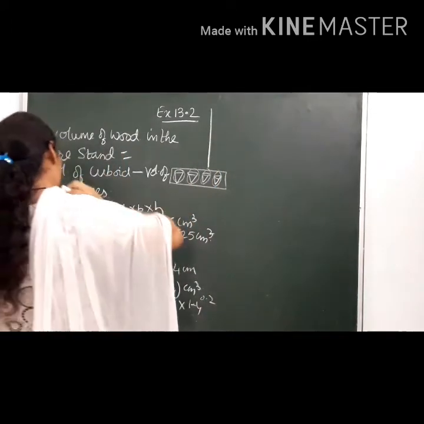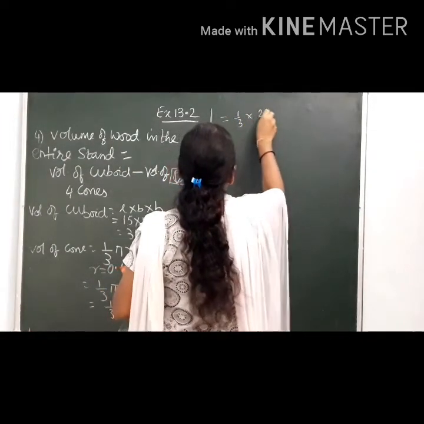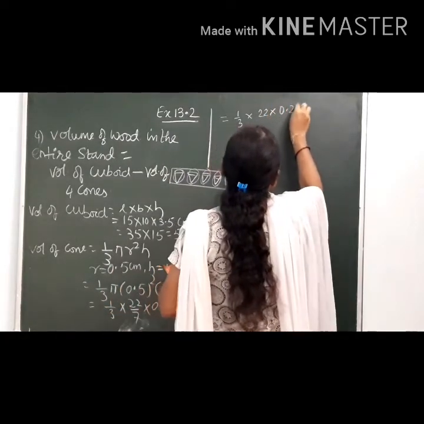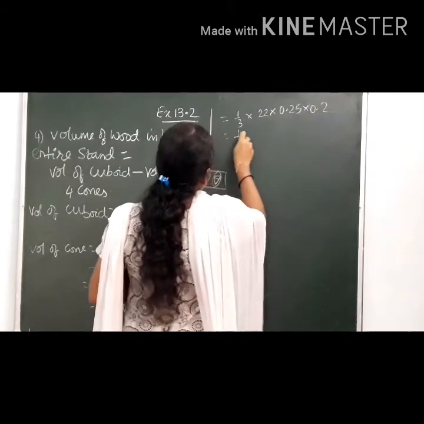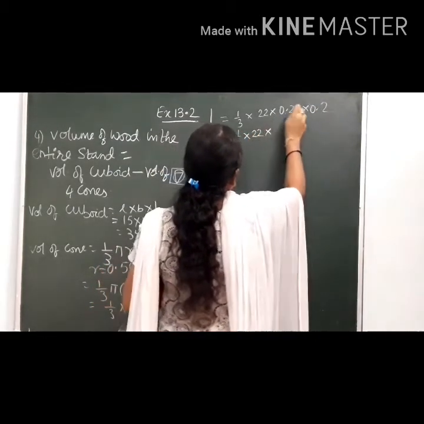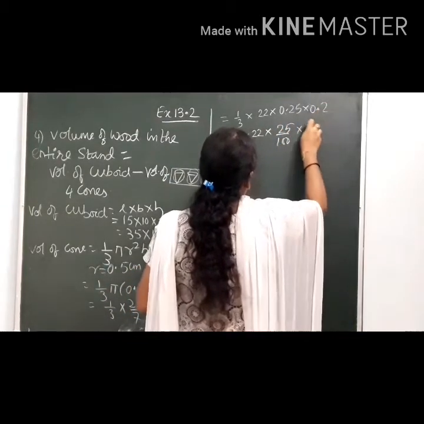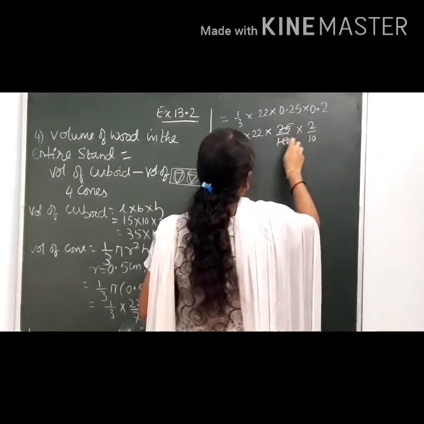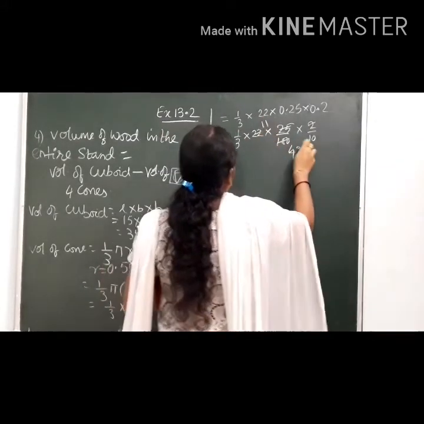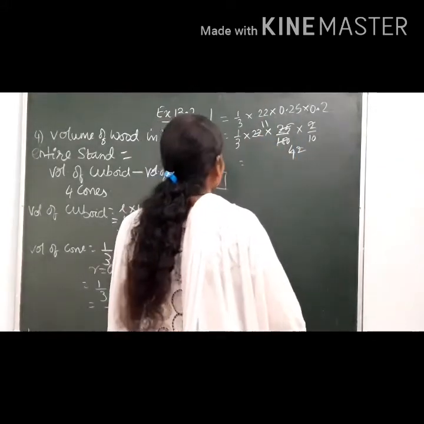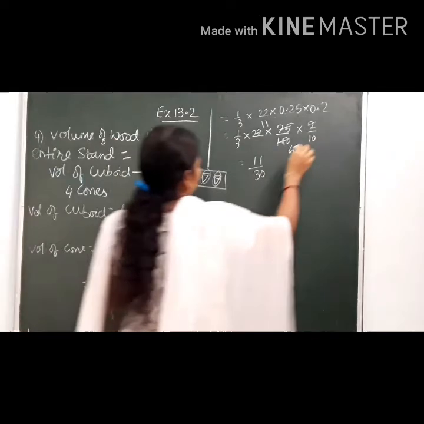Now what is left here? The volume of a cone is 1 by 3 into 22 by 7 into 0.25 into 1.4. Here we have to remove the decimal. After the decimal there are 2 digits, so we divide by 100, and after the decimal 1 digit, so we divide by 10. Cancelling, what do we get here? 11 by 30. This is the volume of 1 cone in centimeter cube.